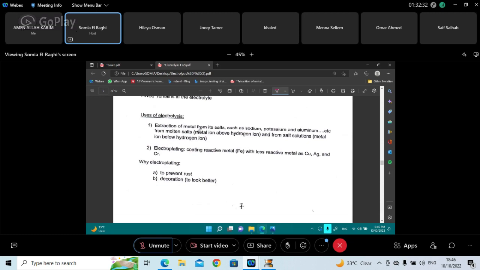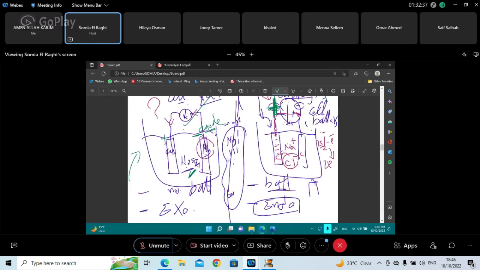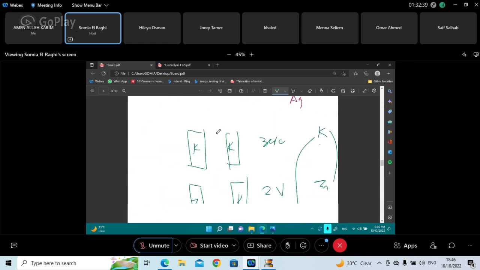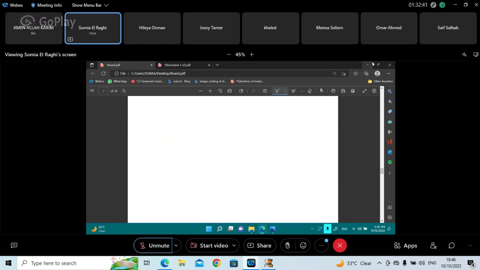Okay? So we talked about the extraction of metal. Now electroplating. Electroplating, I said I will explain that in electrolysis. Pay attention, actually. Electroplating, we said, is to prevent rust. What's the meaning? I need to prevent this ring, for example, from rust.